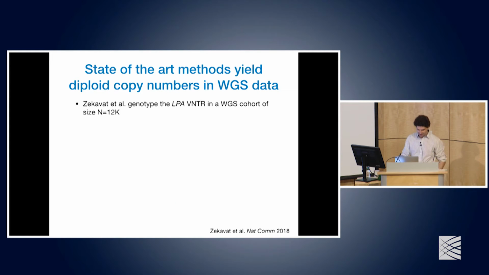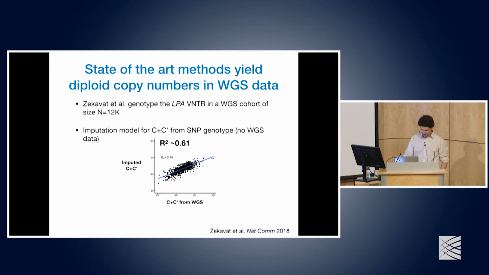A second reference here is Zekavat et al.'s 2018 Nature Communications paper. These authors applied the methods in Handsaker et al.'s paper to genotype the LPA VNTR in a whole genome sequence cohort of 12,000 individuals. Using their genotyping, they built an imputation model for the LPA VNTR. The imputation model uses SNP genotypes near LPA to infer the diploid copy number. Here's a plot from their paper. The x-coordinate corresponds to the genotyped diploid copy number, C plus C primed, from the whole genome sequence data, and the y-coordinate represents what their model predicts for the same quantity. And their model succeeded in explaining about 61% of the variation in these diploid copy numbers.